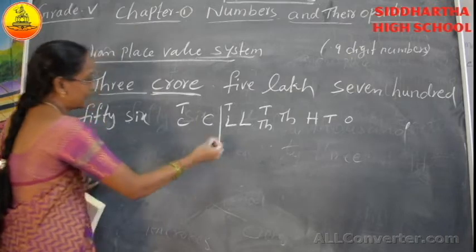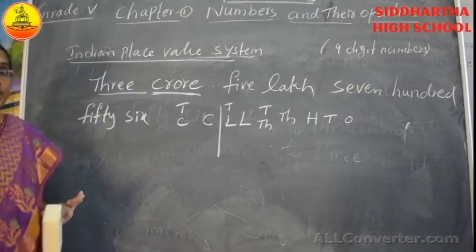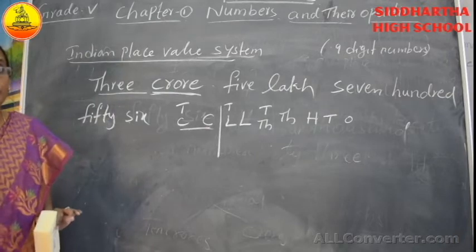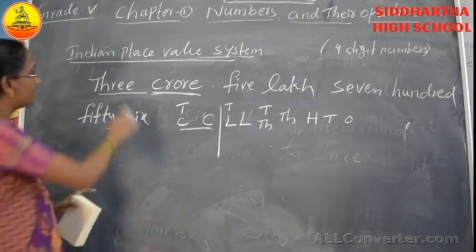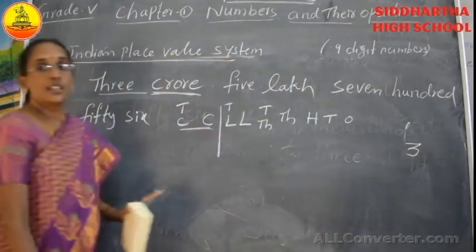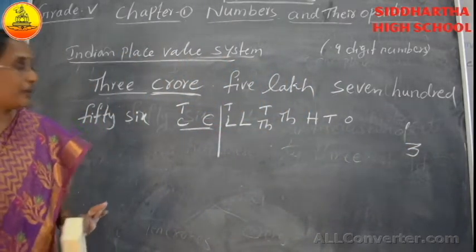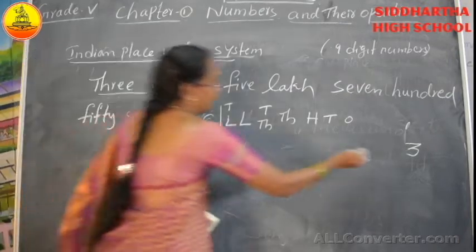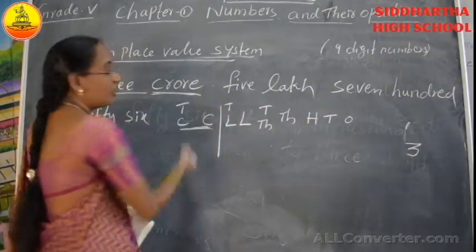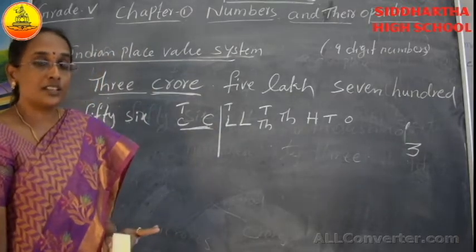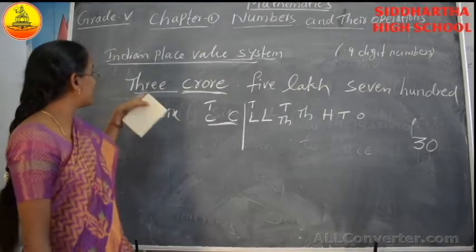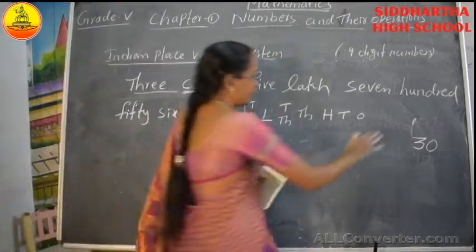Now see here, children, 3 crore. This is the crores period. For the crores period, how many places do you write? You write 2 places. But here 3 crore means it is a single digit. 3 is a single digit, but 2 places are there. Where do you write the 0?